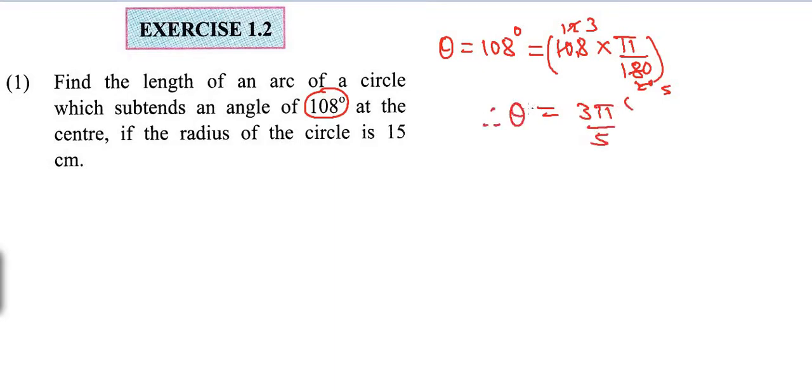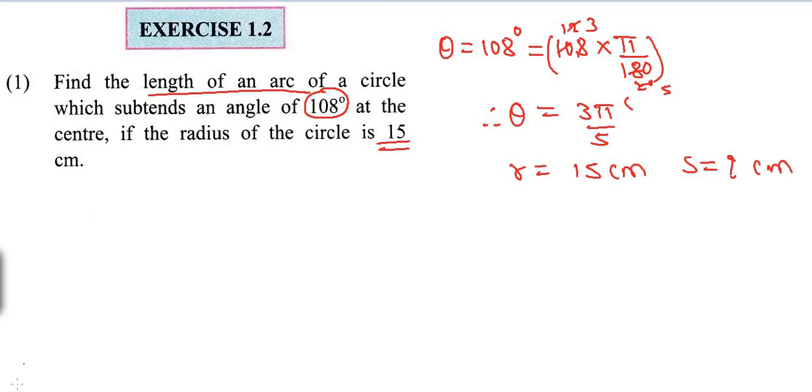So the central angle is given, theta equal to 3 pi by 5 radian, and radius of the circle is 15 centimeter. R is also given, R equal to 15 centimeter. And what we have to find is length of arc of the circle. Length of arc S equal to how many centimeter?